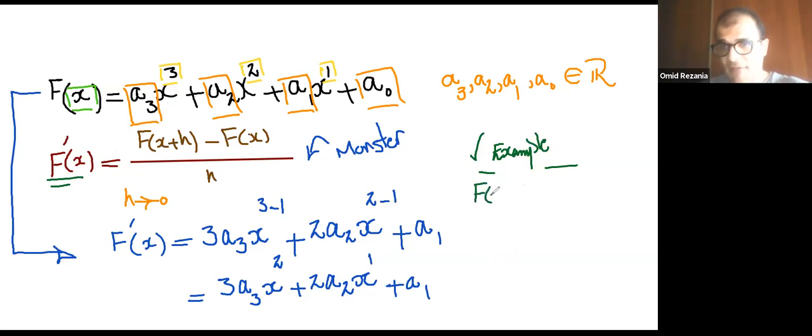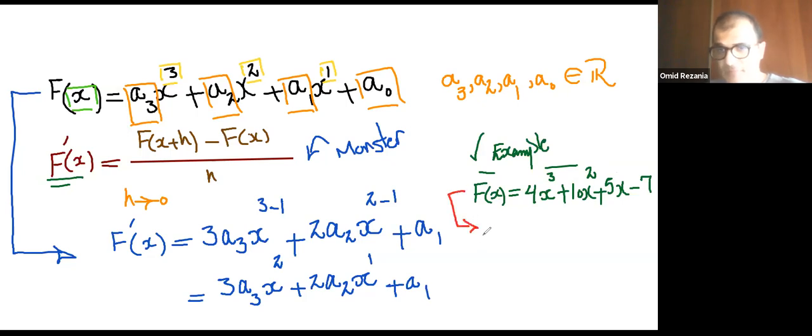Imagine that I have f of x. It's going to be, let's say, 4 times x to the power 3 plus 10 x to the power 2 plus, let's say, 5x minus 7. Okay, this is going to be our example, which I designed here to find the f prime of x. We see that the f prime of x, we just follow this lead which we have.